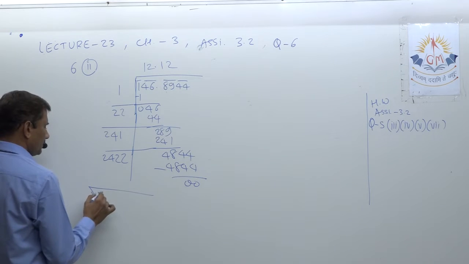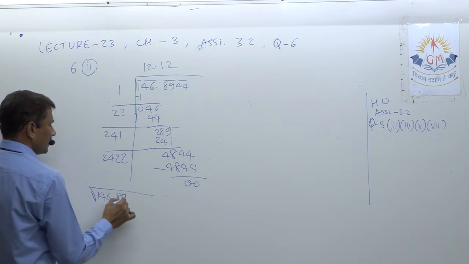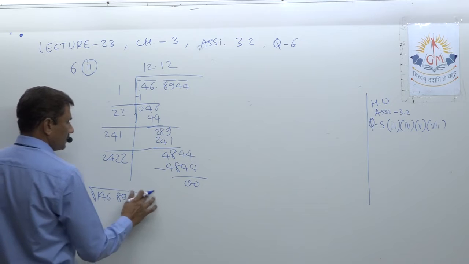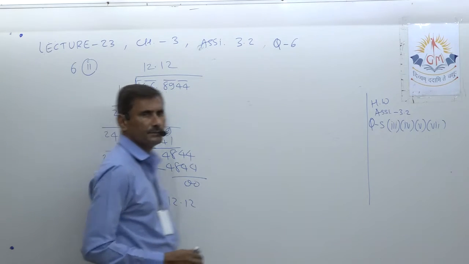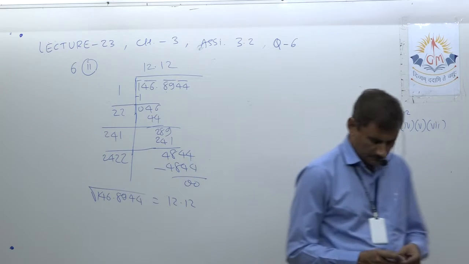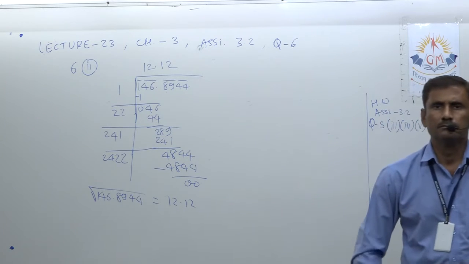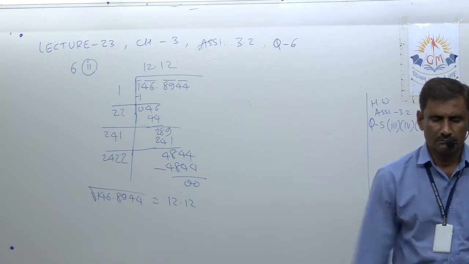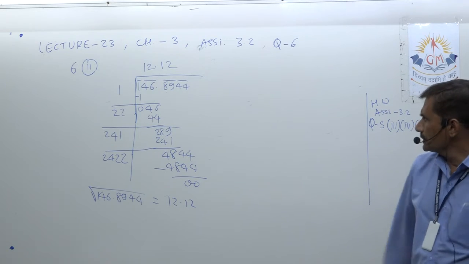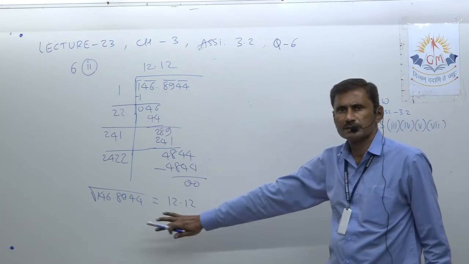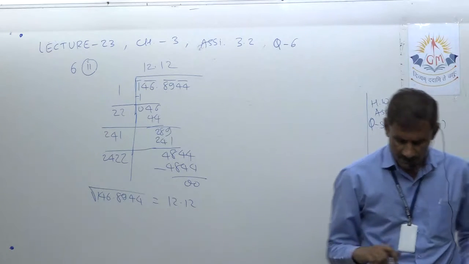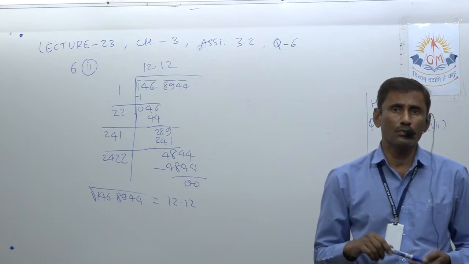So the square root of 146.8944 equals 12.12. Actually nothing is new, only the points are there, otherwise the process is just like the sums given with 3 and 4 numbers questions.